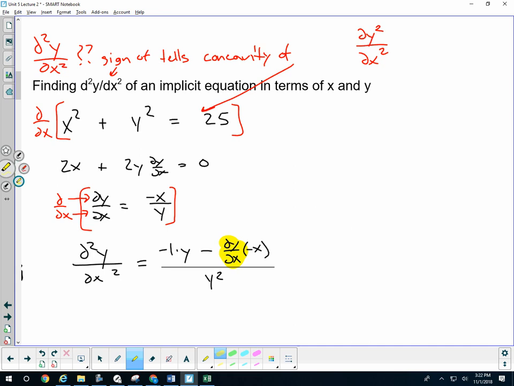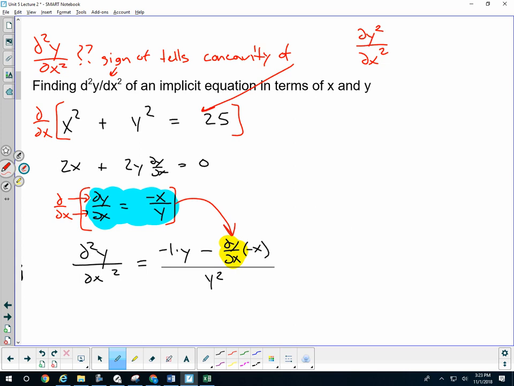Okay, this is an important step. And you can't just erase it, but I would want to get rid of it. How can I get rid of it or replace it with something? Any ideas? The quickest that any class has figured that out. Since dy/dx is equal to negative x over y, I can take that and plug it in right there.